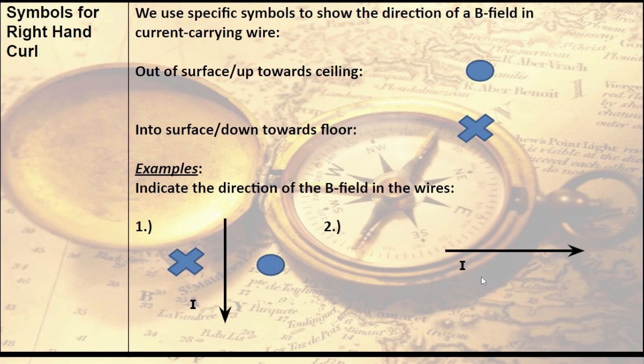Next, let's take a look at number 2. So for number 2, I point my thumb over to the right, and again I'm pretending that there's a wire in between my palm and my fingers.